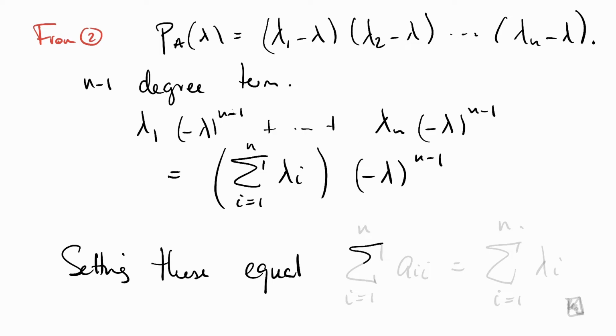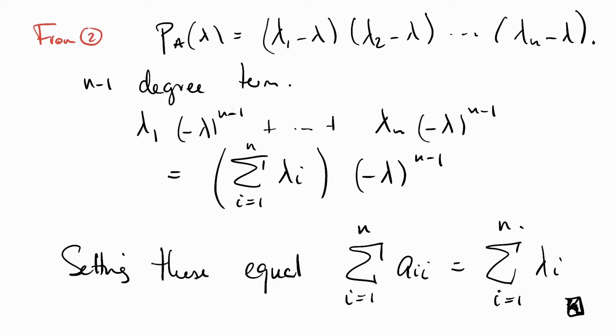we have that the sum of the diagonal entries of a matrix is equal to the sum of the eigenvalues, because we set the coefficients. If the two n minus 1 terms look like this, then the coefficients have to be equal to each other. QED, end of proof.